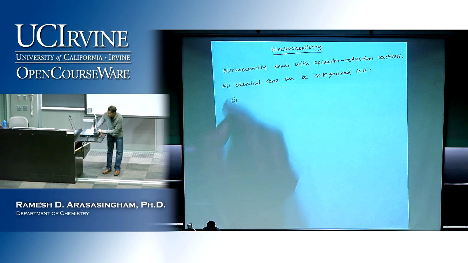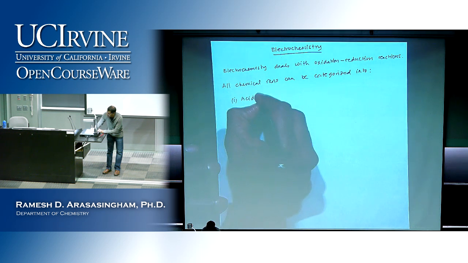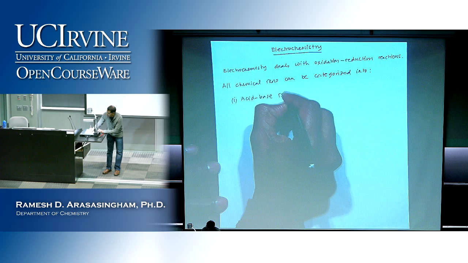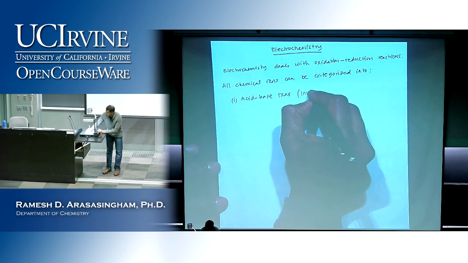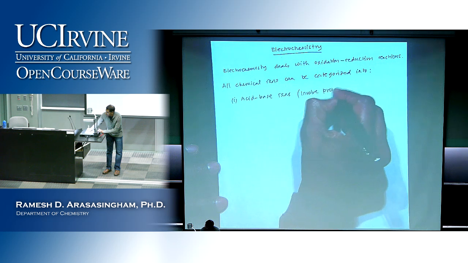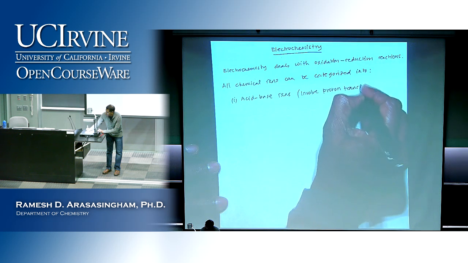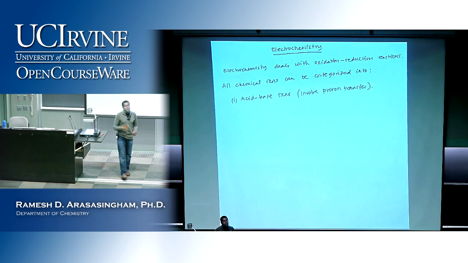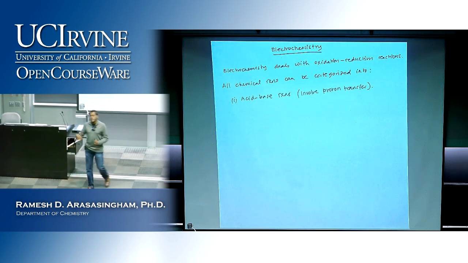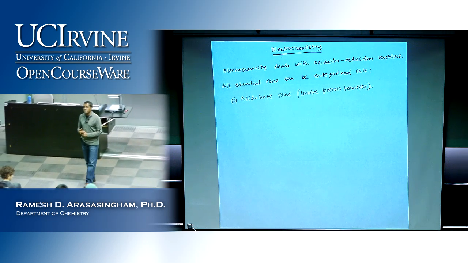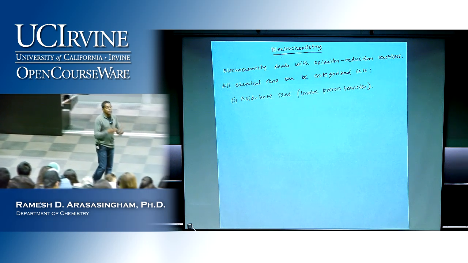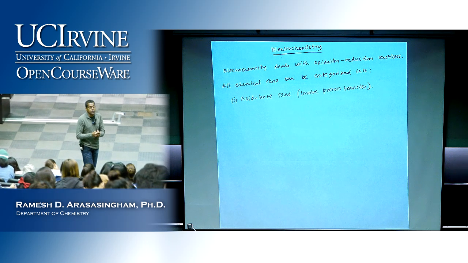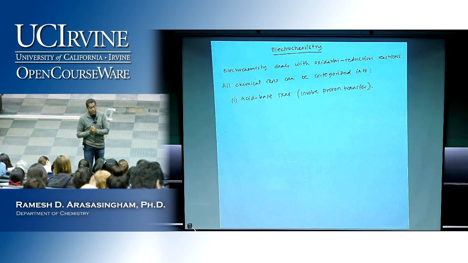The first class of reactions are called acid-base reactions. And as all of you know, acid-base reactions involve proton transfer. So when you deal with acid-base reactions, you have an acid, which is the proton donor. You have a base, which is the proton acceptor. And when an acid reacts with a base, essentially a proton is transferred from one to the other, and we call them proton transfer reactions.